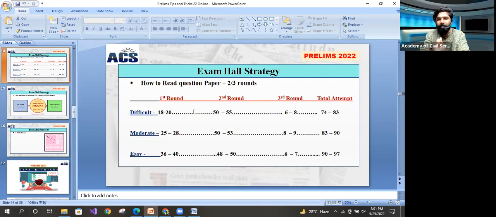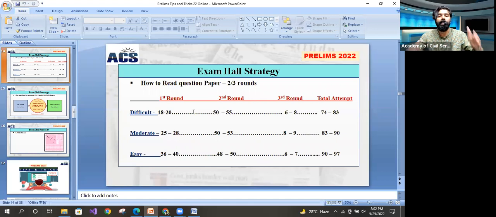If the paper is very difficult, you might be solving around 50 to 55 questions at maximum. And the third round, towards the end of the exam hours, will be solving the remaining questions which you left, that is 6 to 8 questions you will attempt in the third round. Very few questions we are attempting in the third round. The third round is also not compulsory. If there is time remaining, you can do the third round, and 6 to 8 questions you might be solving.